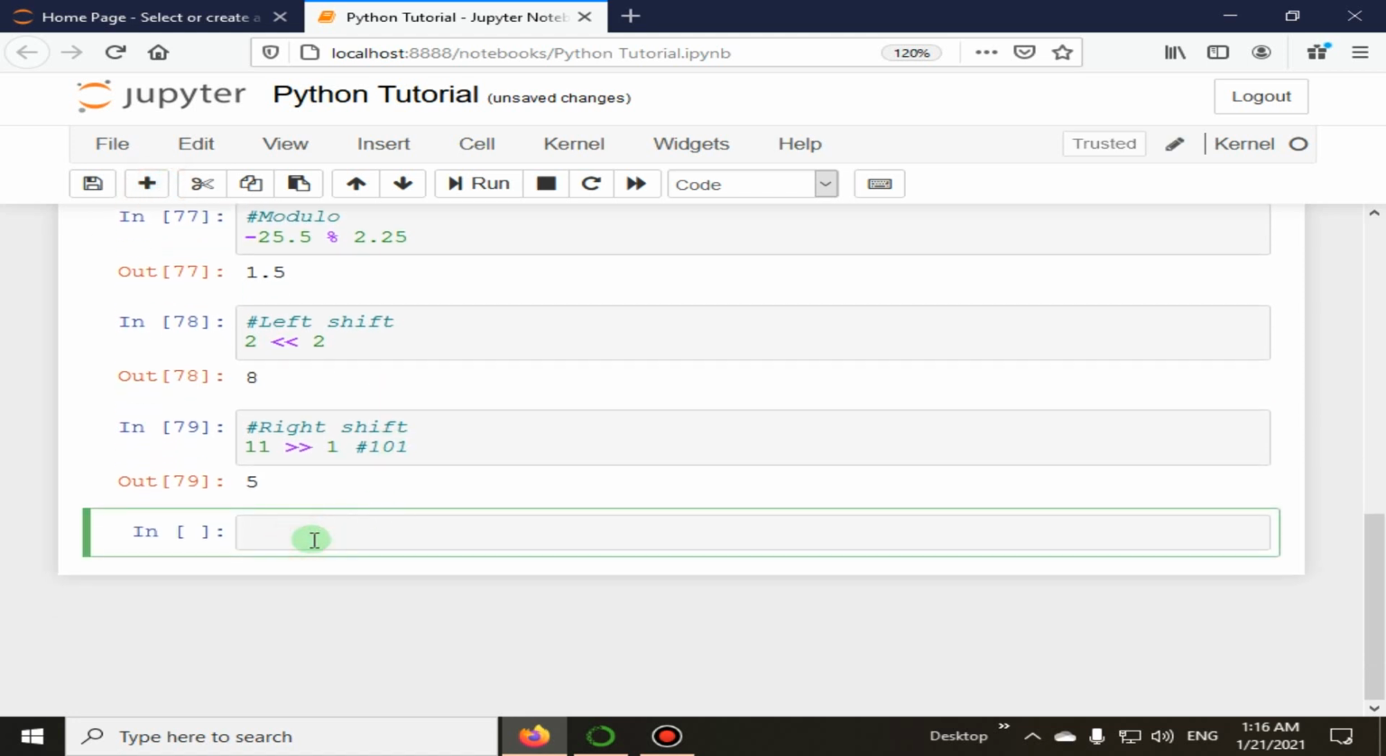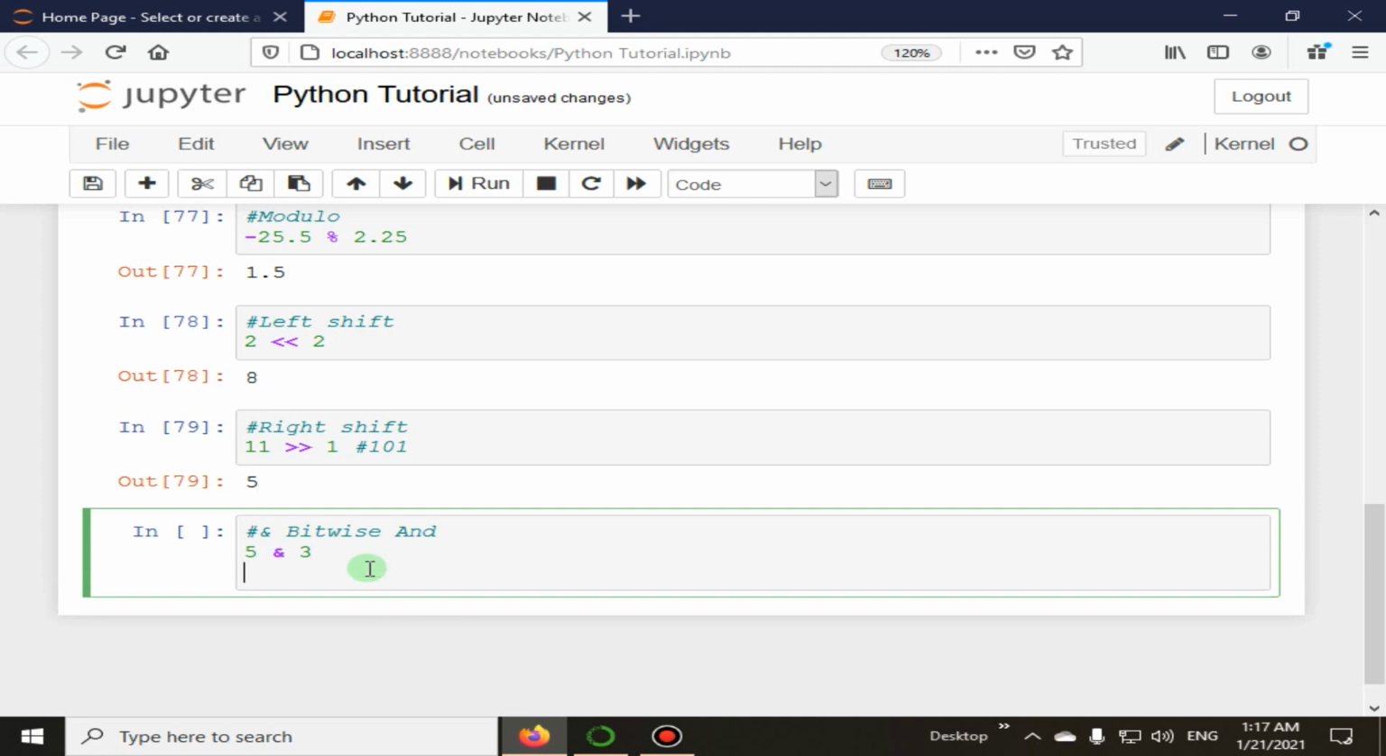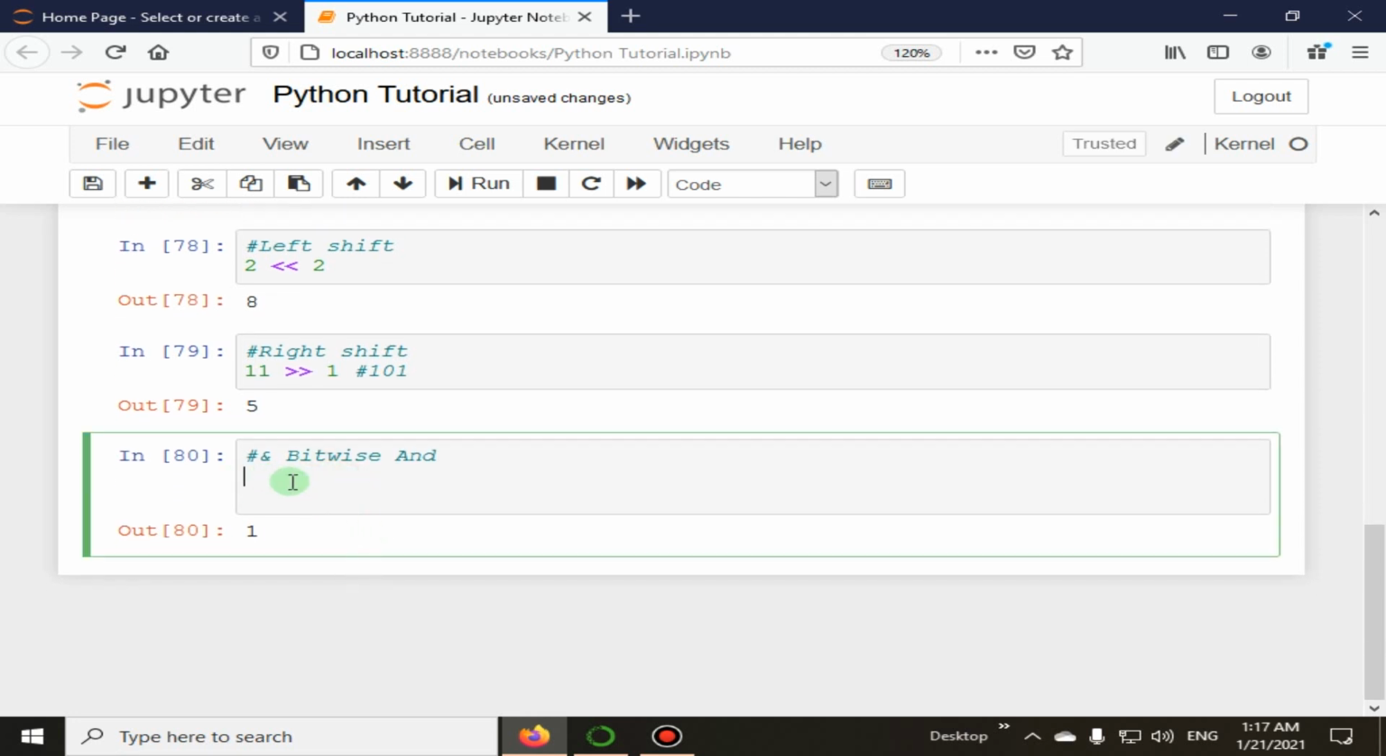And next one is bitwise AND. Bitwise AND of the numbers is, if both bits are 1, the result is 1, otherwise it's 0. So let's check it out. 5 and 3. This will give 1, I guess. Yes. And let's suppose I am going to change this with 0, 1 and 0, 1. Okay. And let's suppose 0, 1, 1.